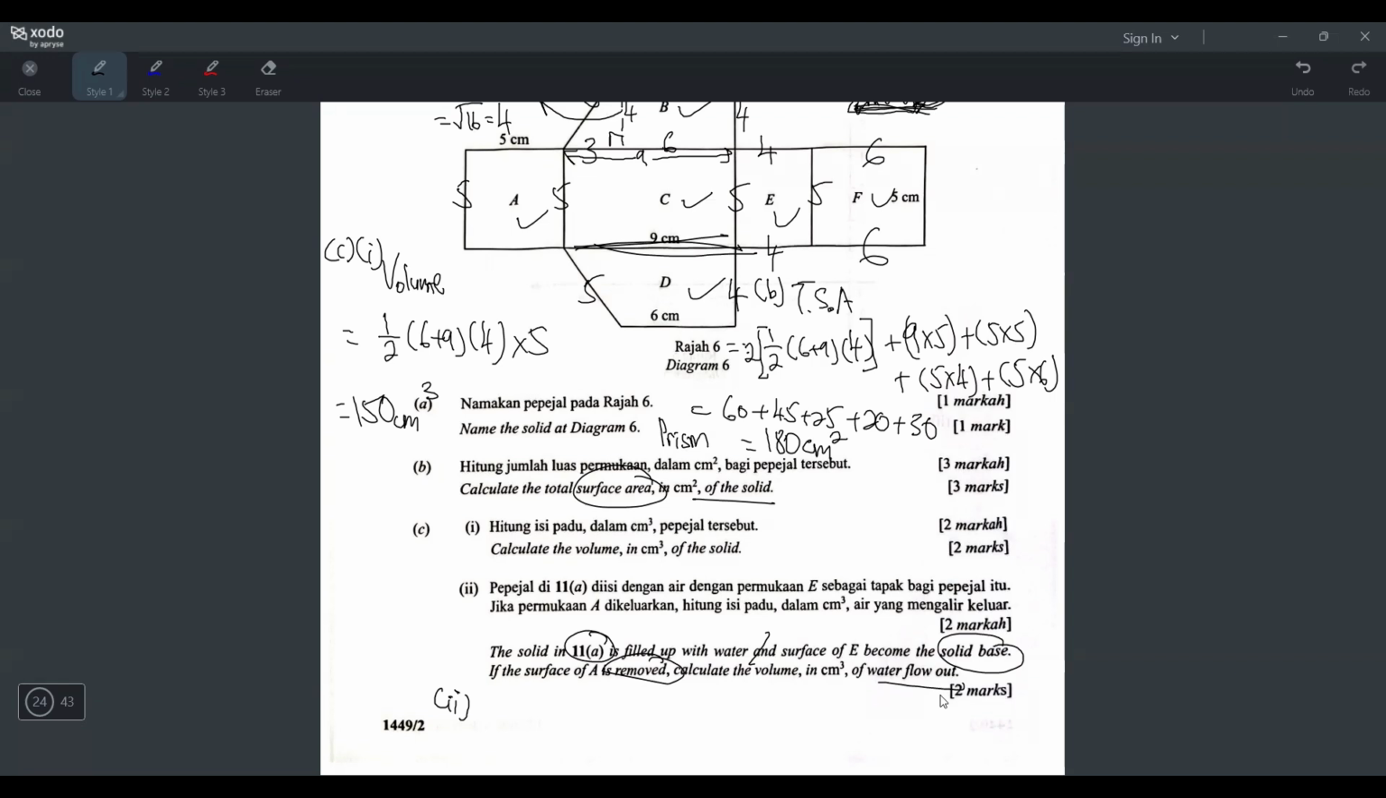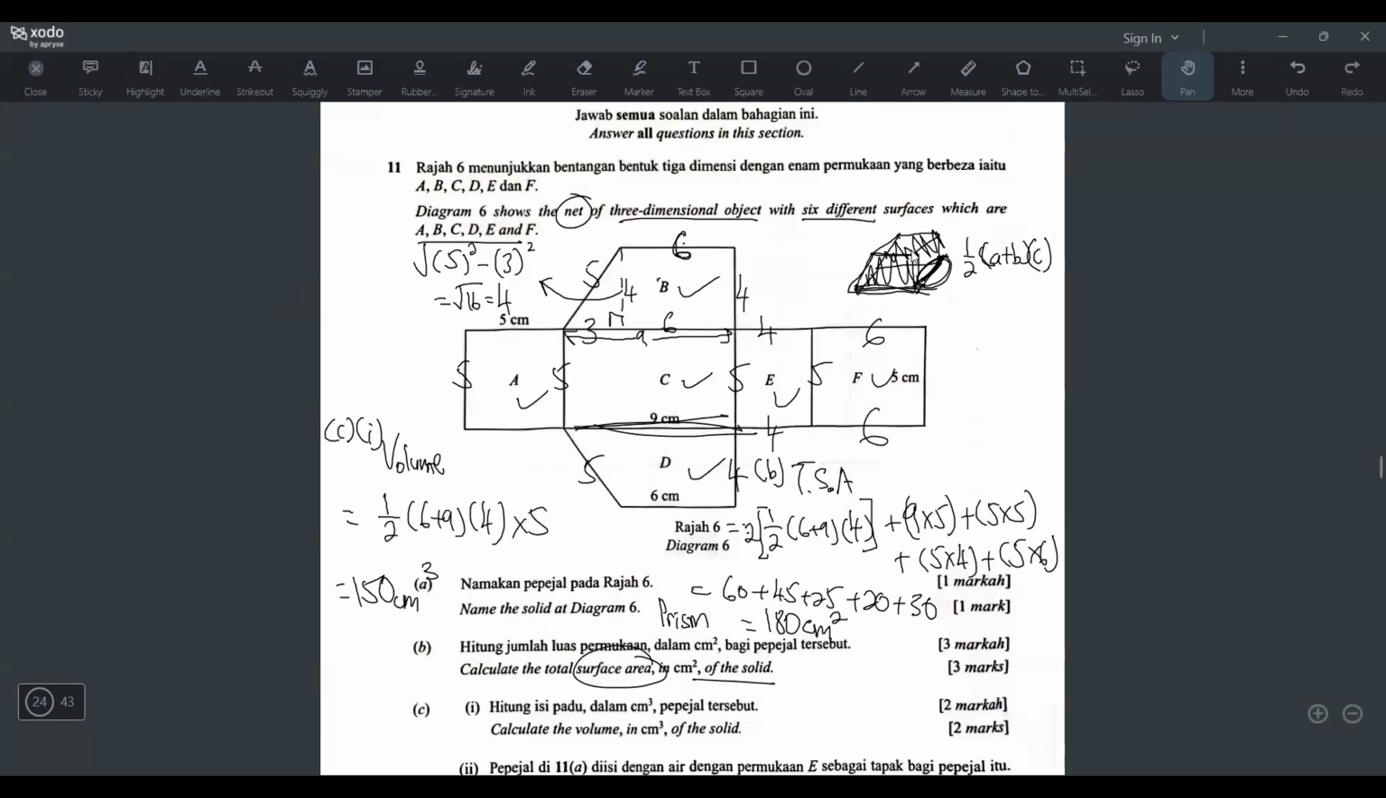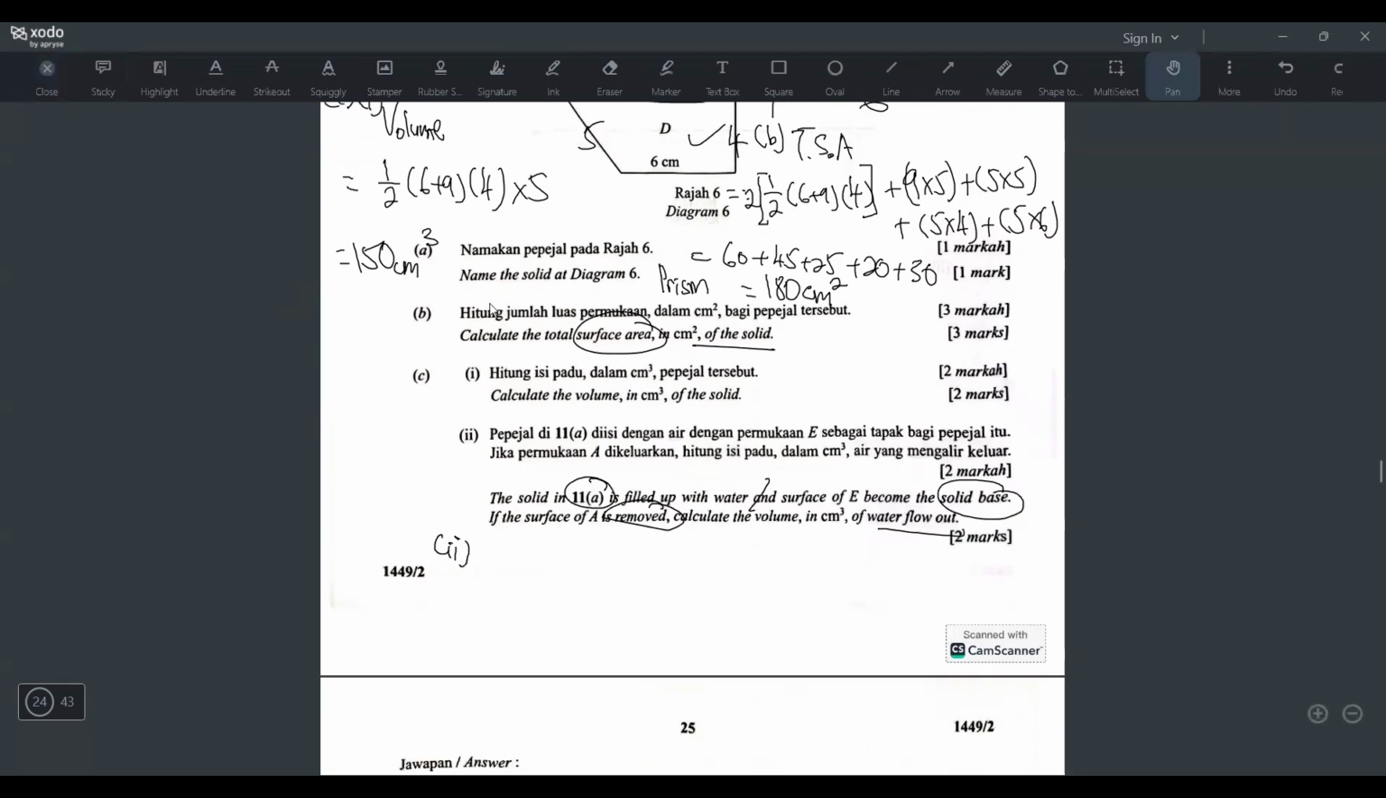What's the meaning? The prism is filled up with water. So if I fill this up with water, then the volume of water will be 150 lah. Correct ah? Because if I pour water inside, it will be 150. But they mentioned something about what remove what? Surface E become the solid base. Surface E become base. And if the surface A is removed, some water will flow out.